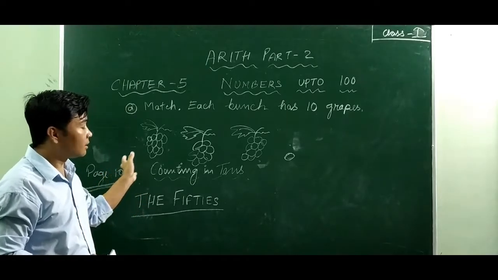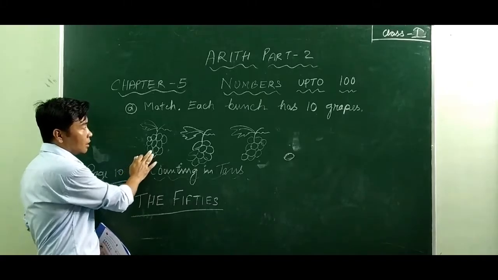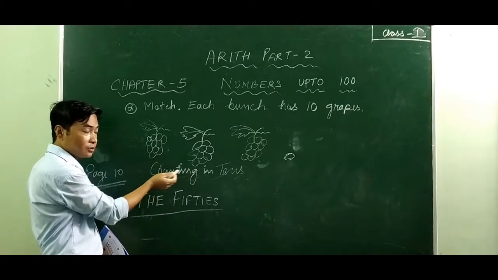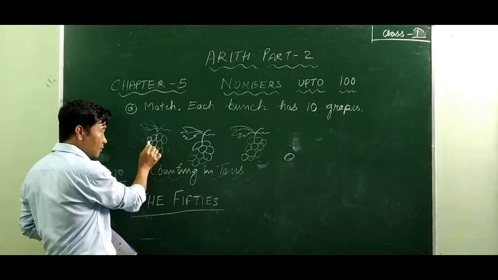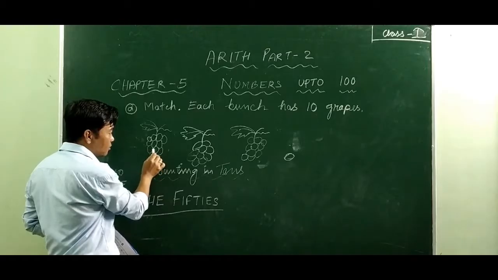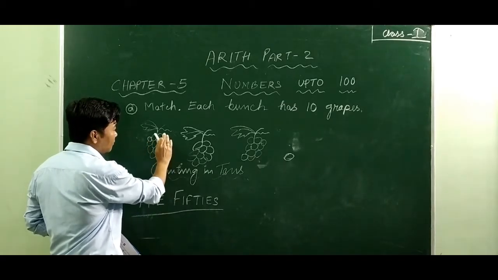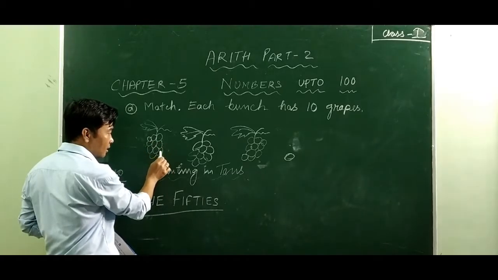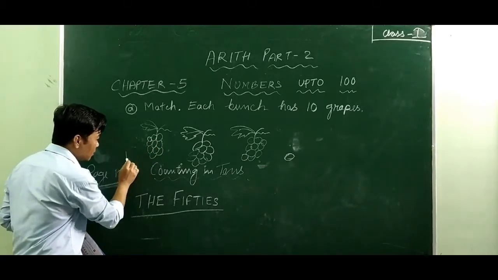So, counting in tens means what? See here. We already started this. In one bunch of grapes, how many grapes do we have here? 1, 2, 3, 4, 5, 6, 7, 8, 9, 10. So we have 10 grapes here. How many grapes in this bunch? Yeah, 10.